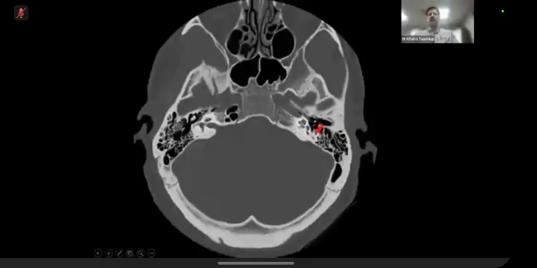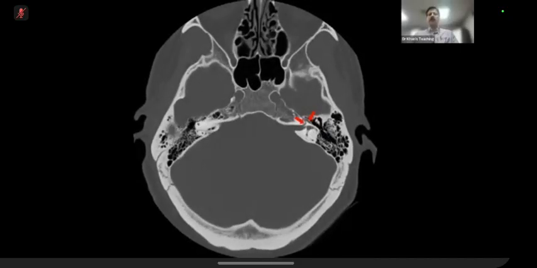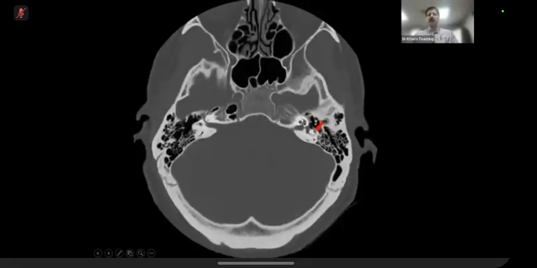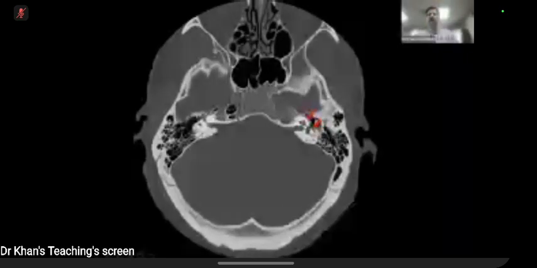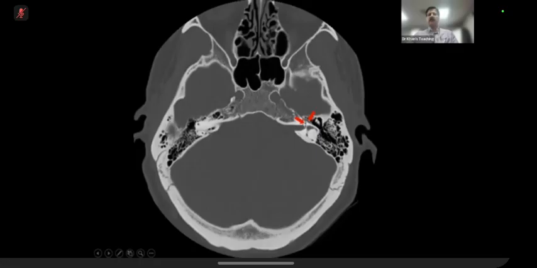Now, as I'm going superior to the level of the cochlea, once again I go inferior. What we are doing right now is to trace the facial nerve. This is the cochlea. I'm going superior to that. And you can see that there is a canal here, and this is the labyrinthine portion. And it goes here, and this must be the geniculate ganglion.